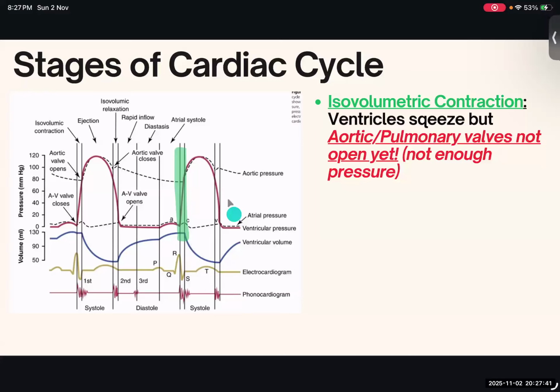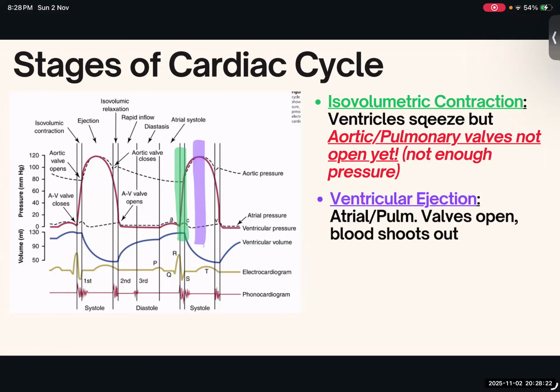pressure within the left ventricle, right? We can see it here. However, if we look at the left ventricular volume, it's not changing. Why is that? Because the aortic and pulmonary valves are very arrogant. They require a lot of pressure to be pushed open. And that's why we call it isovolumetric contraction. The volume remains the same, hence iso, right? Iso, same volume contraction. The pressure is not enough to open the valve, therefore, the volume is not going to change, okay? And that is the first third of the systolic stage of the cardiac cycle.